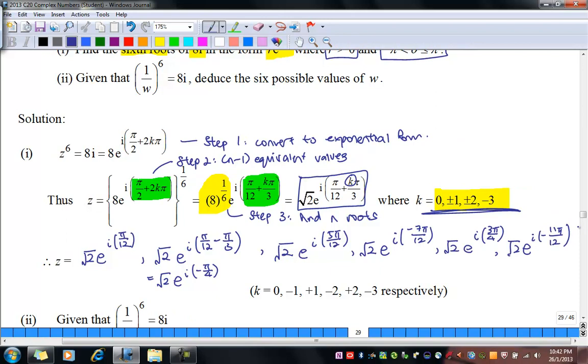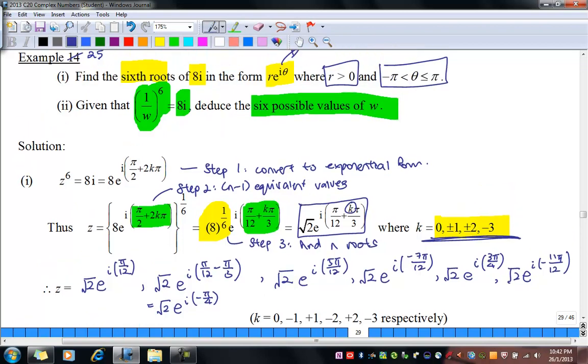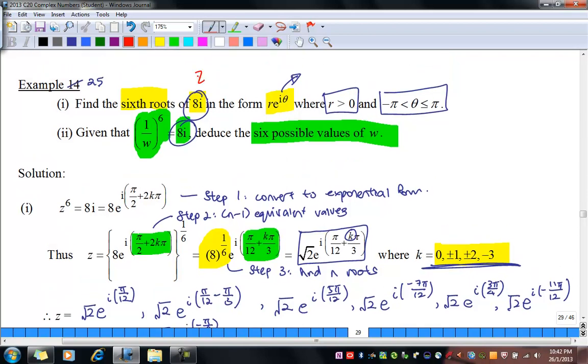Now that we have completed part 1, we are ready to look at part 2, which tells me that given that 1 over w to the power of 6 is equal to 8i, I want to deduce the 6 possible values of w. And just by comparing part 2 and part 1, I notice that the complex number in both cases is the same. So what this means is in part 1, I have found values of z such that z to the power of 6 equals 8i.